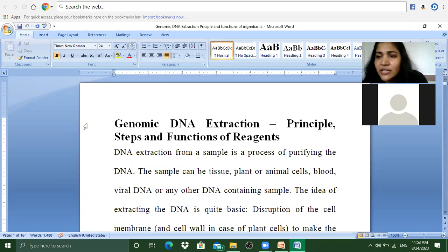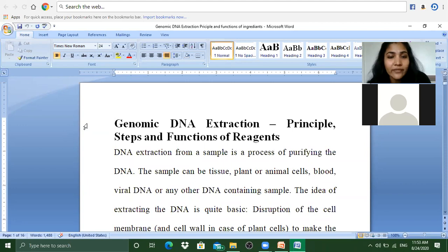And generally, see, it could be any tissue, any plant material, whatever. The procedure is going to be the same. Okay, only a little bit of difference in ingredients might be there, but the principle, the procedure, and the functions of each ingredient are going to be the same, right?